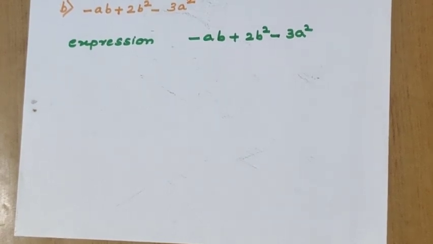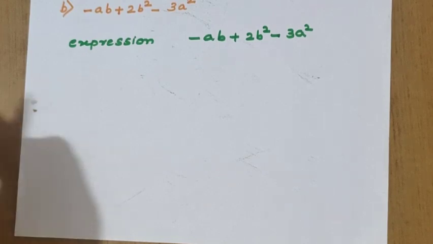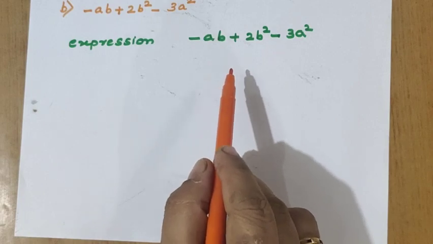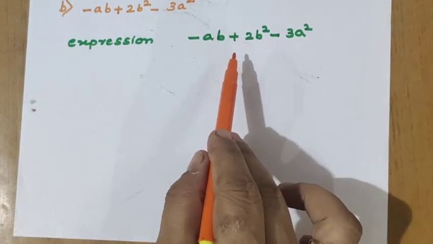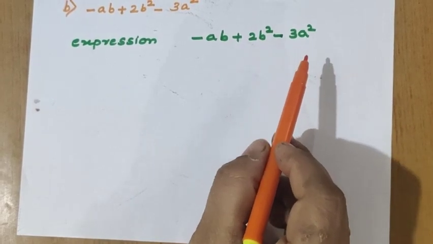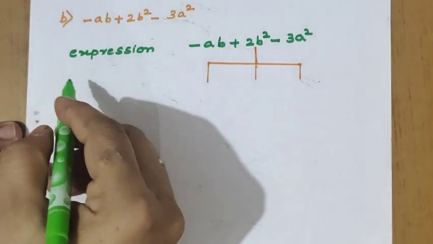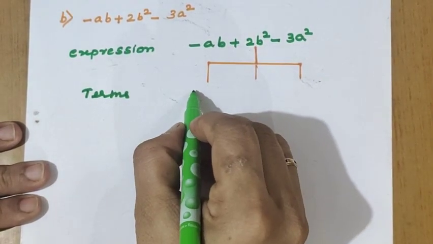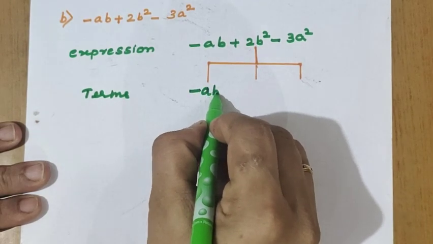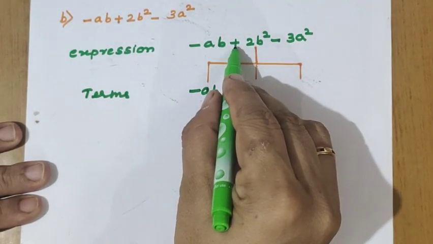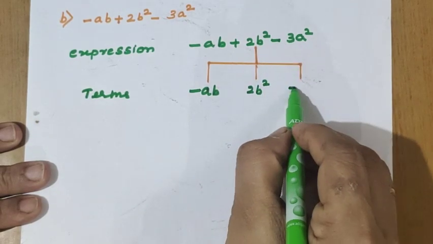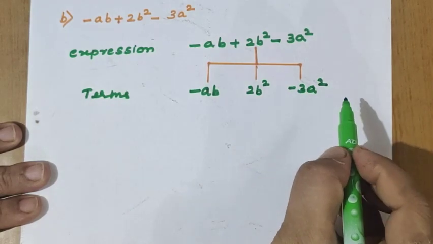Next question, minus ab plus 2b square minus 3a square. So what is given in that one? That is the expression only. So the expression is minus ab plus 2b square minus 3a square. The next step is to write the terms only. So we are writing the heading, the terms label we have done. The first term is minus ab. The second term, which is added, is 2b square. Minus 3a square is the third term.